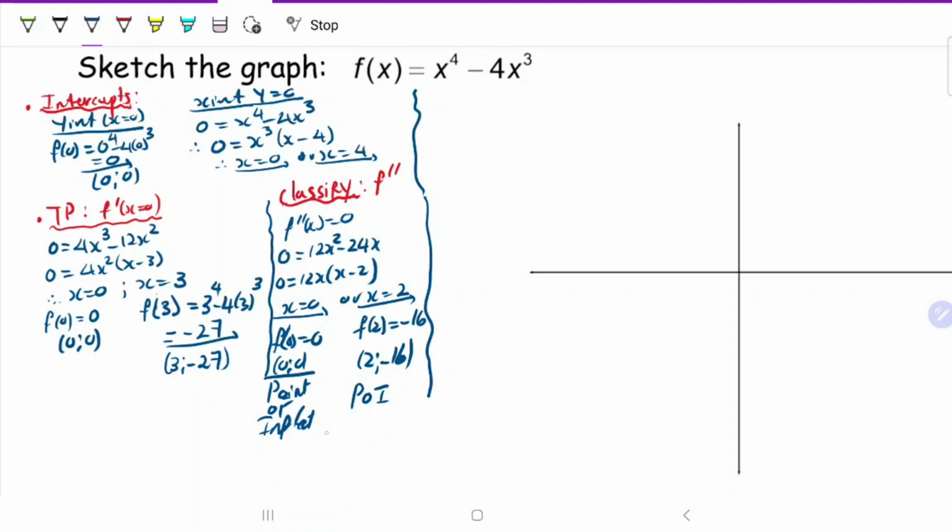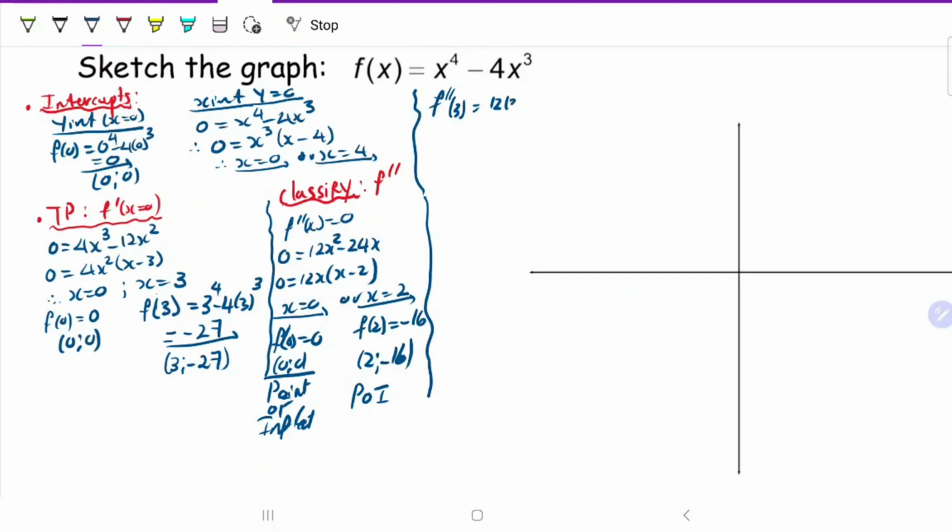We want to classify these turning points and see what they are going to be. But we know that the turning point 0, 0 is a point of inflection. So we need to investigate the turning point where x is 3. So let's plug into the second derivative. Let's plug in 3 and see what we get.